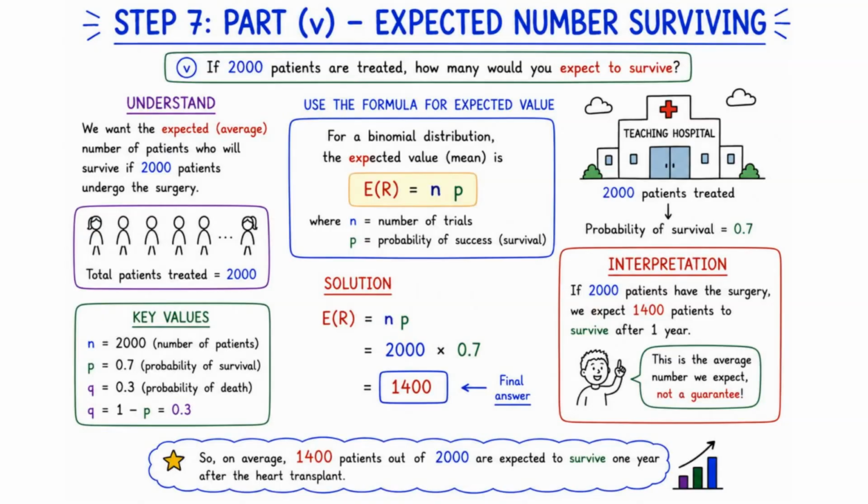Remember, expected value refers to the average outcome over many similar situations. It does not mean exactly 1,400 patients will survive every time. No. All right.